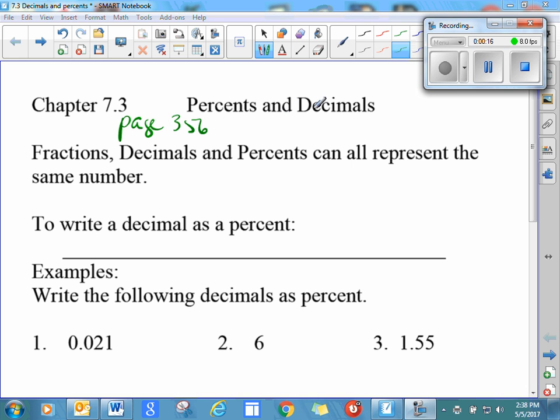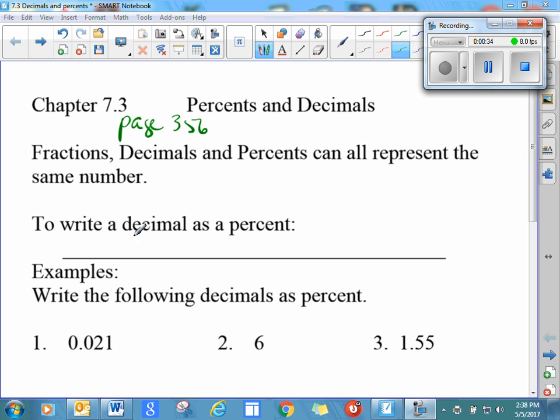We're going to talk about fractions, decimals, and percents, and going back and forth between a representation for all three of these things. So you can write a number as a percent, you can write it as a decimal, or you can write it as a fraction. So it can all represent the same number.